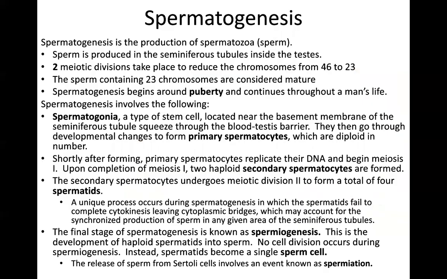Okay. Those secondary spermatocytes then undergo the second round of meiosis, which results in the formation of 4 spermatids, and those are still haploid. So we don't reduce the chromosome number because that's where we separate the sister chromatids.